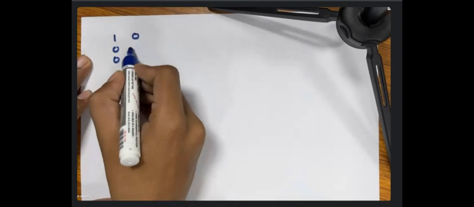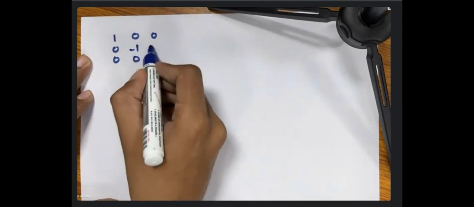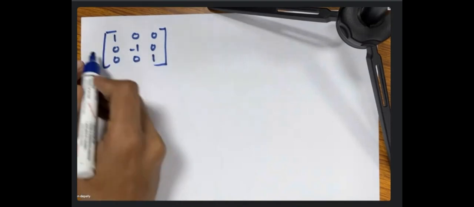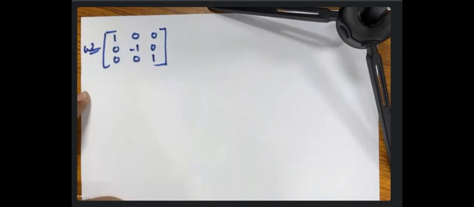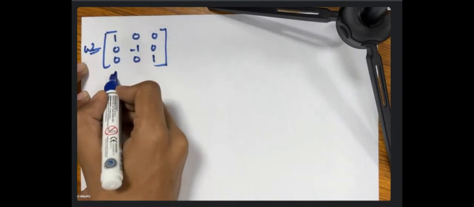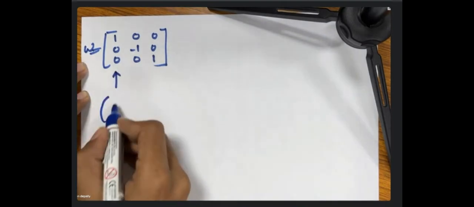So the question number 1 is: W is given as 100, 0 -1 0, 0 0 1. This is our W, and this is the first column. It is telling how I have transformed the 100.